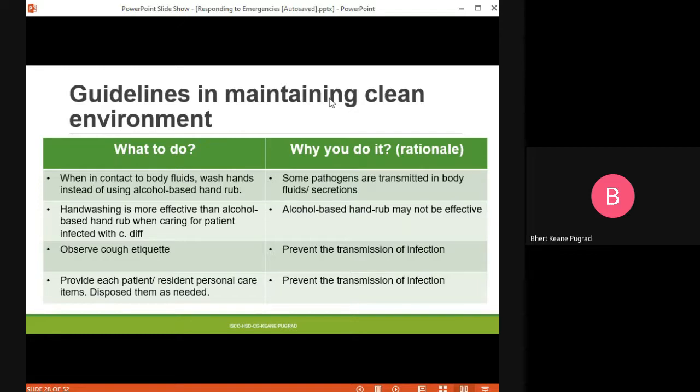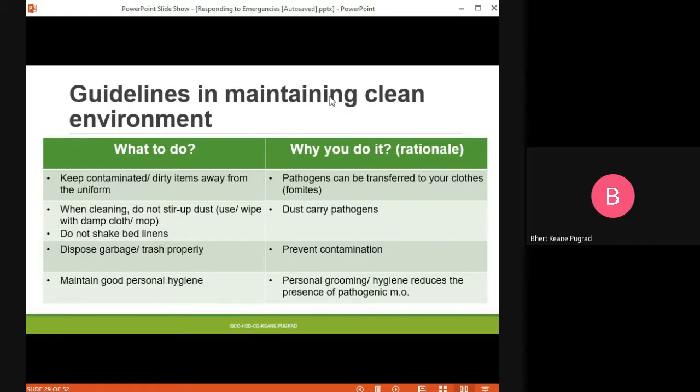Provide the patient or resident with their own personal care items and dispose of them accordingly or as needed. That's to prevent the transmission of infection. Hindi mo pwedeng i-share yung comb ng patient. You could not share their toothpaste, their toothbrush, or their soap. Dapat meron silang mga sariling personal care items. That is to prevent infection.